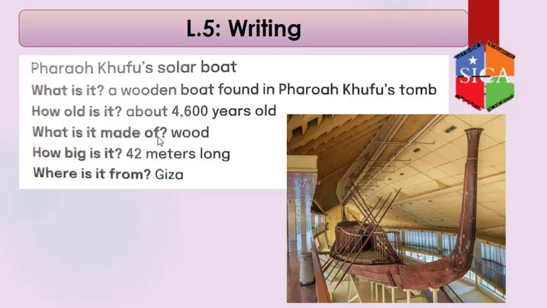What is it made of? What is the material the Pharaoh used to build this solar boat? Wood. The material is wood. How big is it? 42 meters long. So this boat is about 42 meters long. Where is it from? Here we ask about the place or the position. It's from Giza.